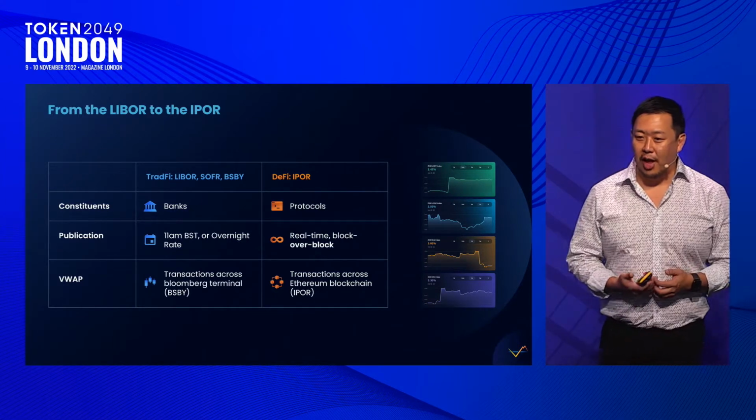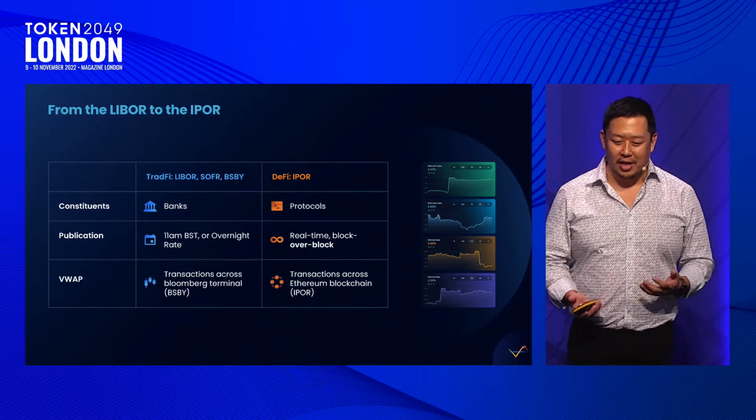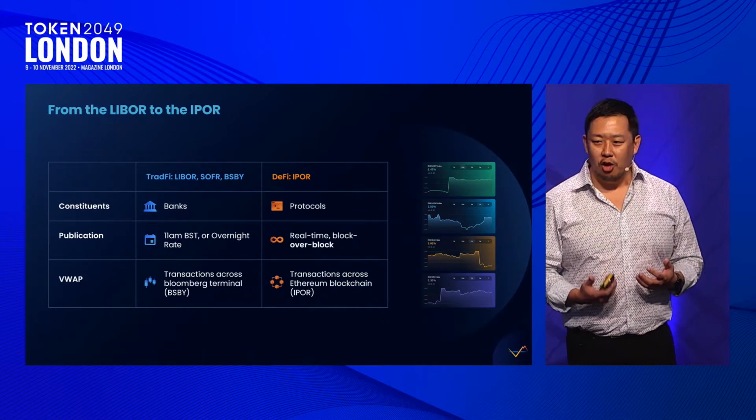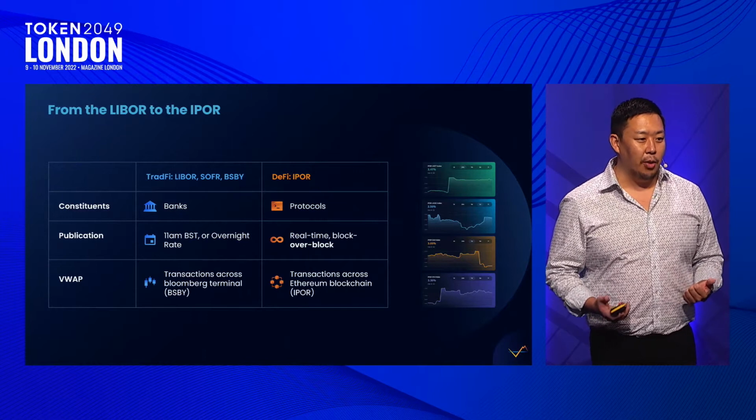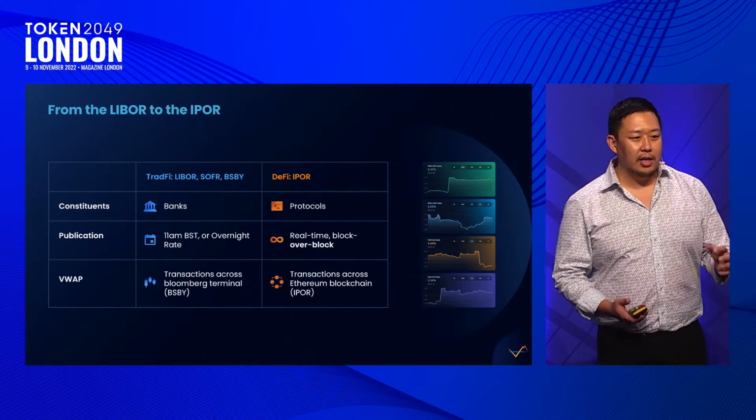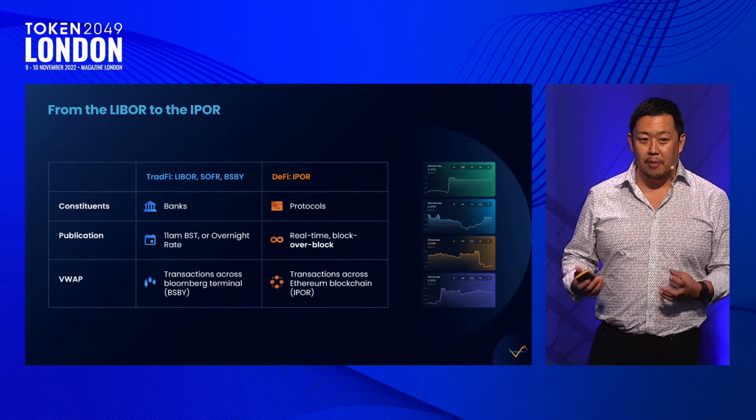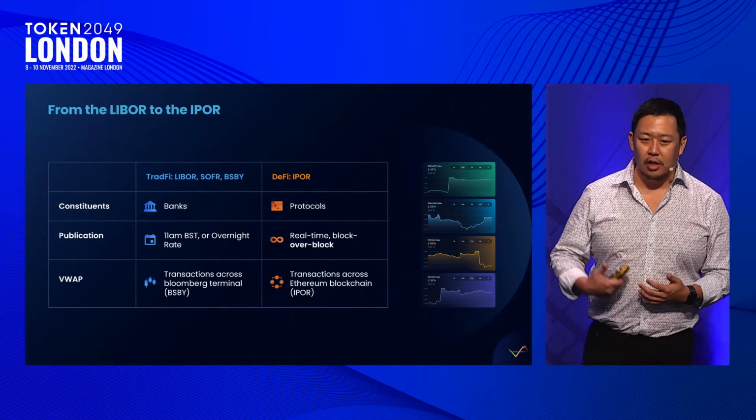Or if you look at something like the SOFR, what is overnight? Someone's overnight is always someone's daytime. And then if you look at volume weighting, you can take the BSBY, which volume weights for all of the transactions across the Bloomberg terminal. So we can take these dynamics coming from traditional markets, and we can actually apply the DeFi mechanics to make it more transparent, real time.